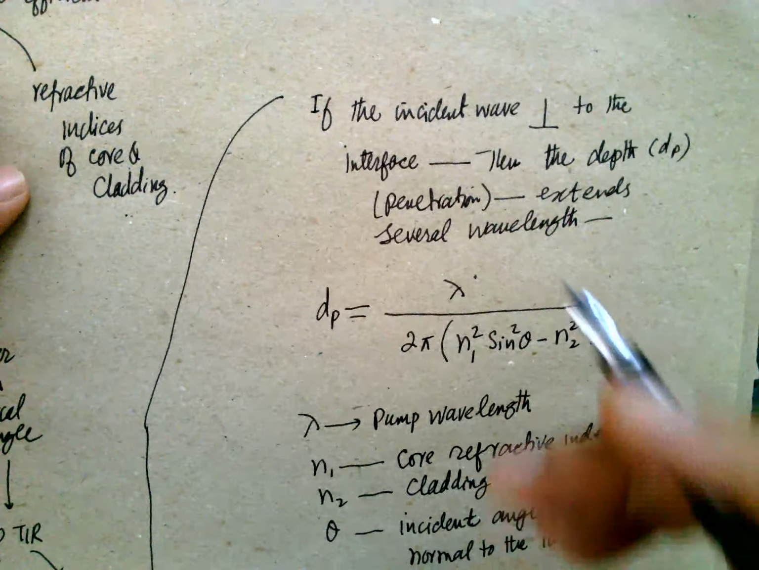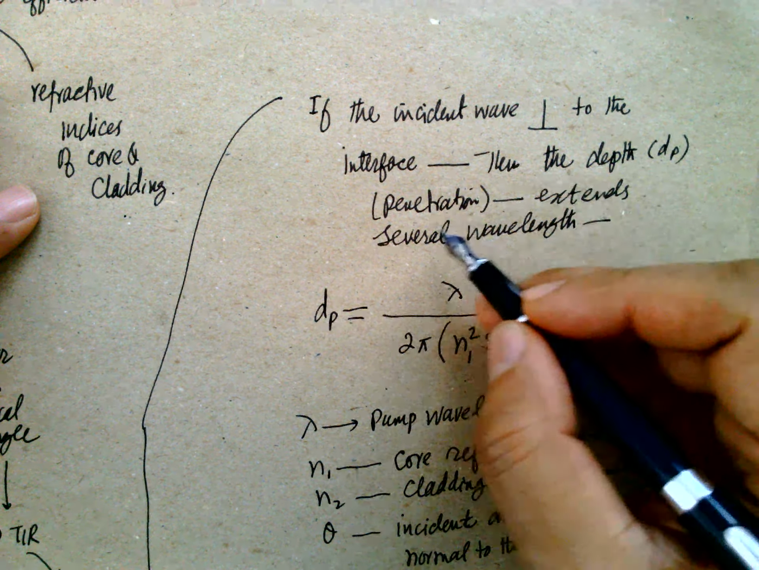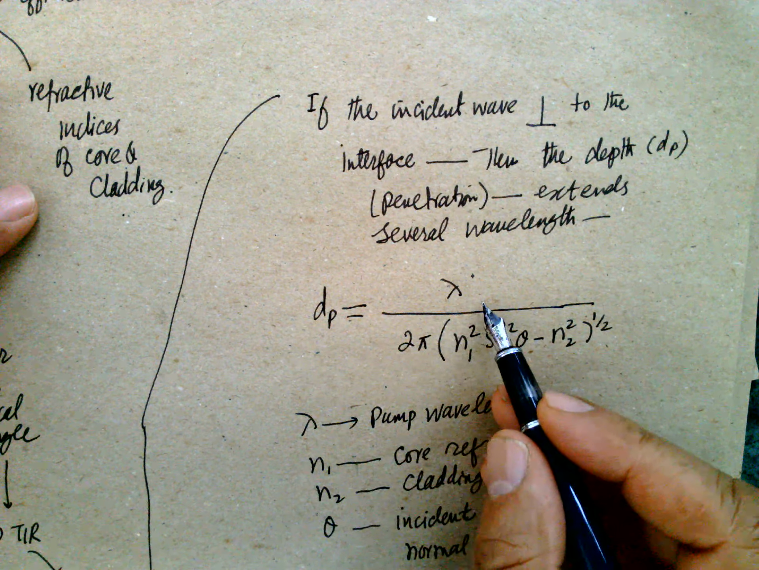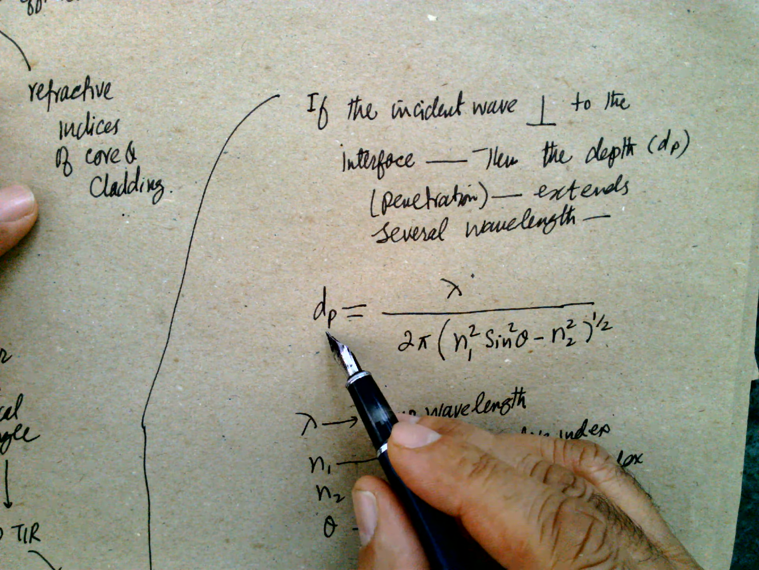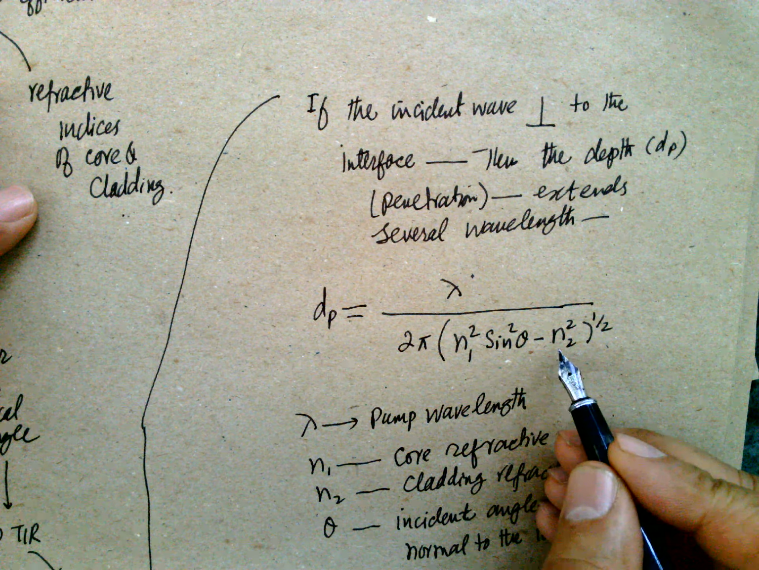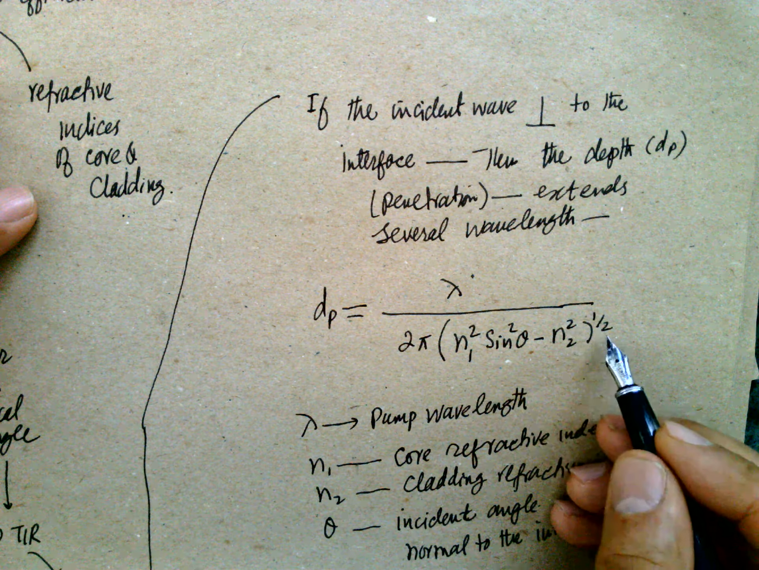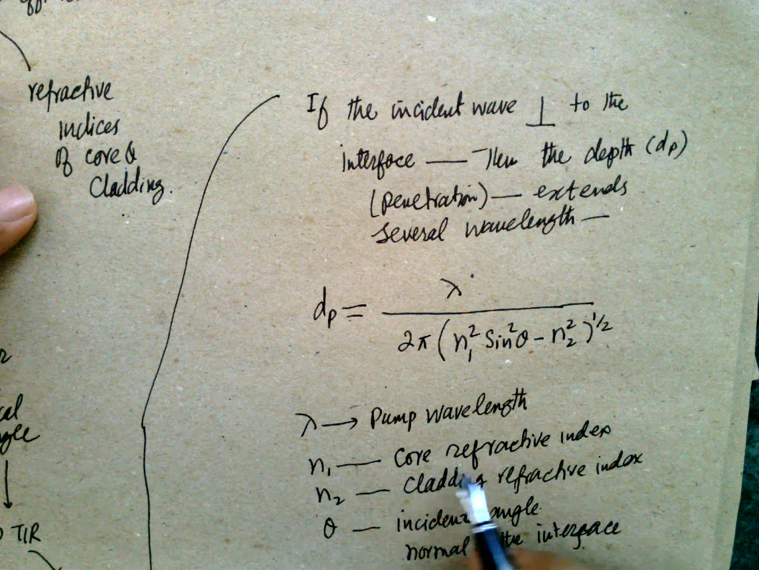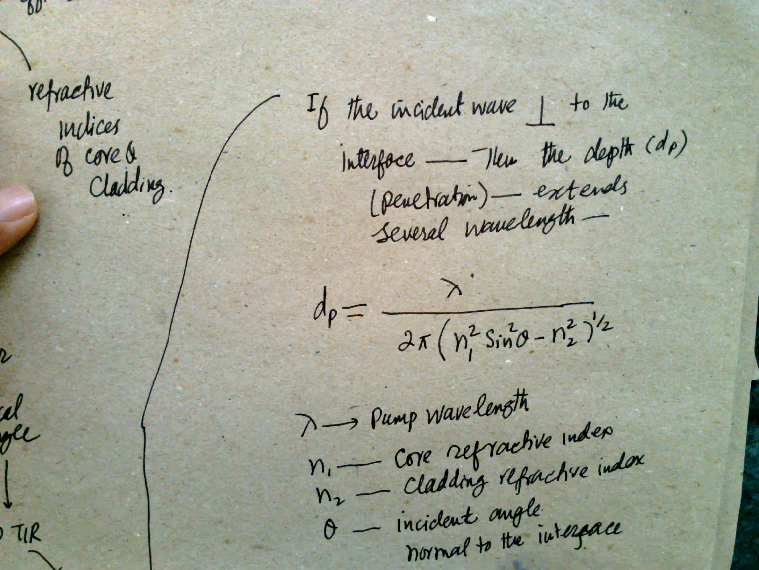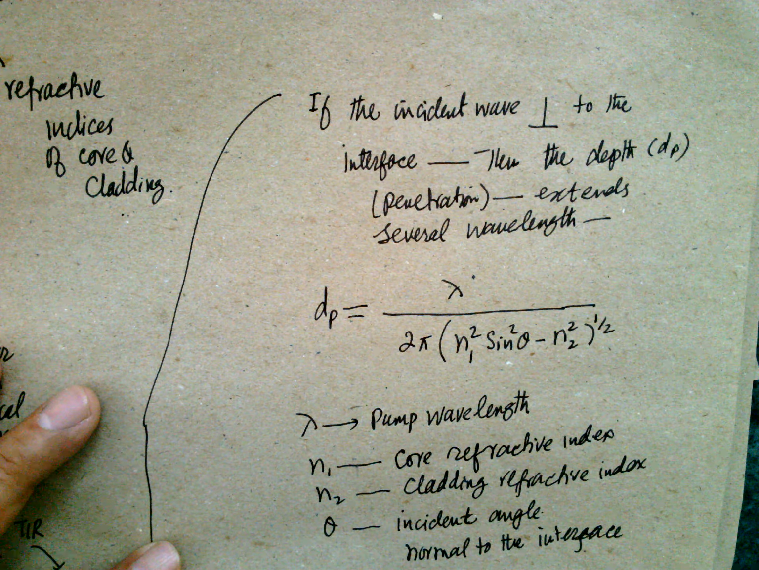If the incident wave is perpendicular to the interface, then the penetration depth extends to several wavelengths. It is given by this: dp, the penetration depth, equals lambda over 2 pi times the square root of n1 core squared sine squared theta minus n2 squared. Lambda is the pump wavelength, n1 is the core, n2 the cladding, and theta the incident angle measured normal to the interface.